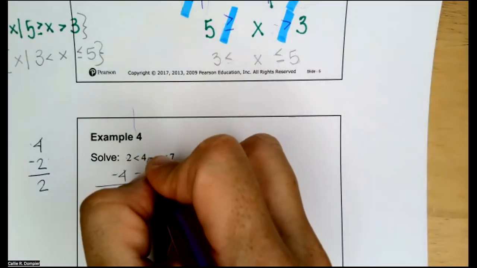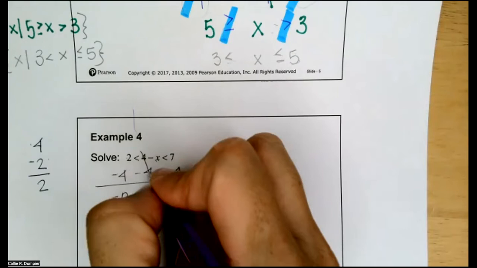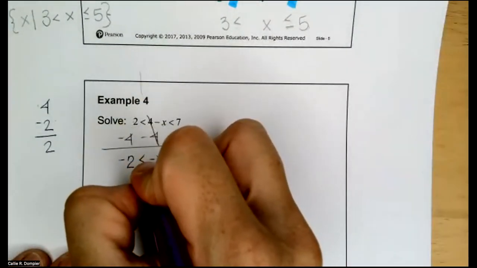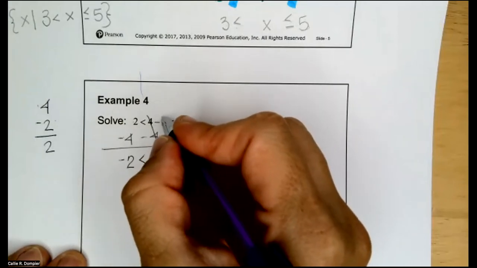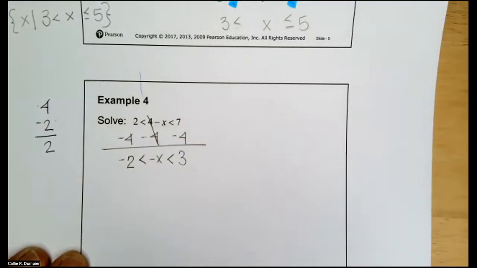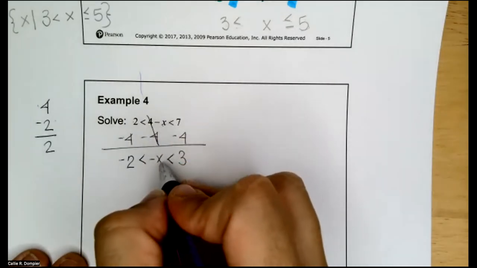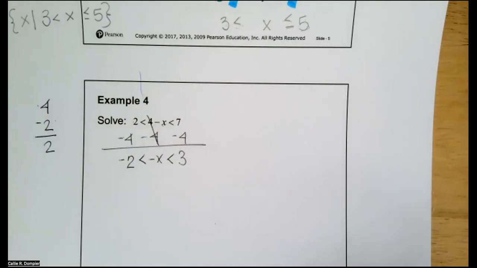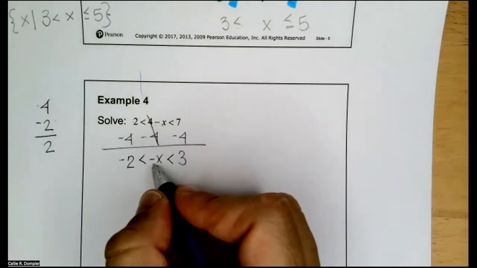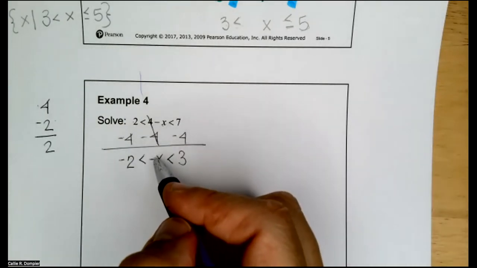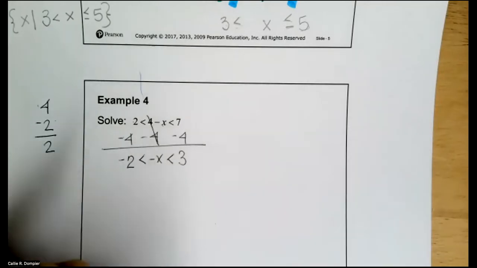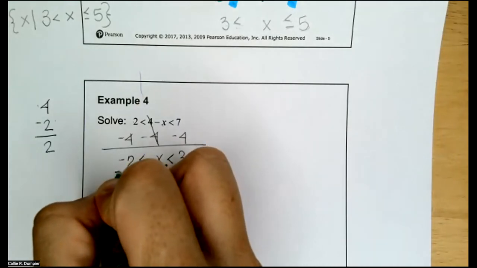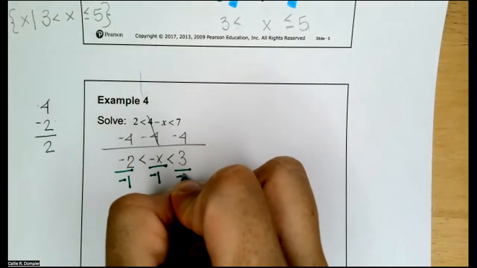And then 4 minus 4 eliminates the 4, but we still have a -x. It's very important that that minus sign stays with the x. If you have a subtraction sign, it's always the sign of the term behind it. So now I have -2 is less than -x, which is less than 3. Good. How do I get rid of this negative? Because it's not done yet. I can't say that I solved for -x. You can only solve for +x. So what I need to do is divide by a -1.